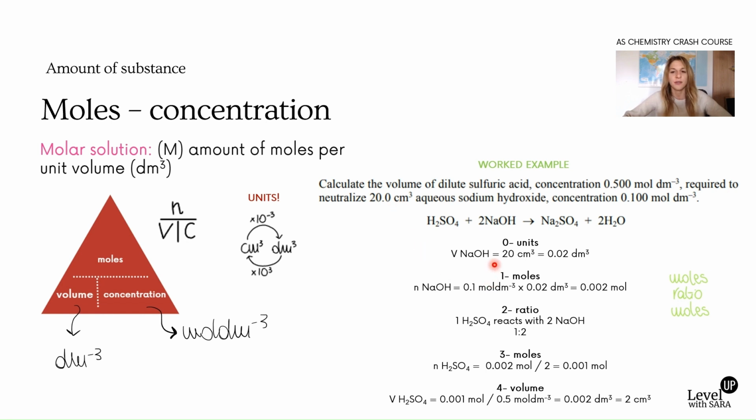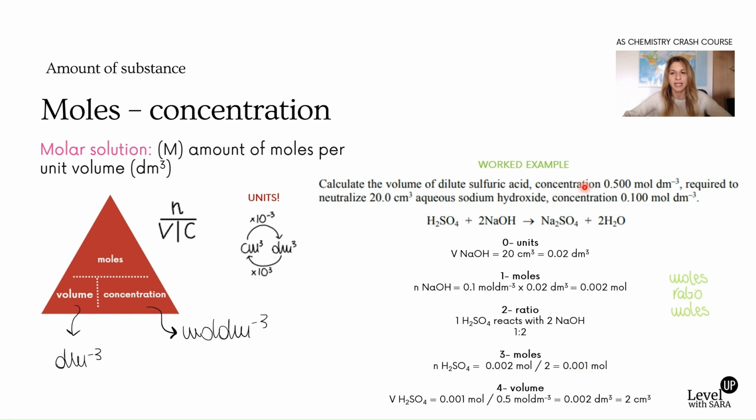So as a habit, first thing to convert the unit of volume. If we have 20 centimeters cube, it will be 0.02 decimeters cube. Then this step of mole ratio mole is always the same. We can find the moles. Remember, you can find the moles of only the thing that you have the concentration of. So in this case, it's the sodium hydroxide, as we have it here. Ratio from the equation 1 to 2. So we can find the moles of sulfuric acid by dividing by 2.